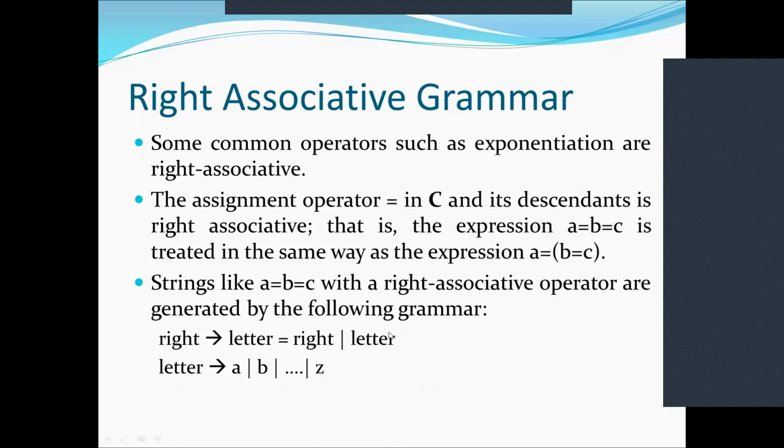To have the right associative operator, right can have the form of letter is equal to digit, or simply right can have the value of letter. If it is having only the string values, then the production is: right can have the form of letter is equal to right, or is simply letter. And letter can have the form of A, B, C up to Z. This is your right associative rule.